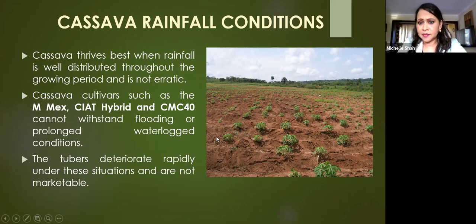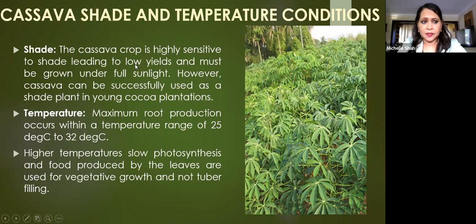Cassava shade and temperature conditions. Cassava crop is highly sensitive to shade, leading to lower yields, and must be grown under full sunlight. However, cassava can be successfully used as a shade plant in young cocoa plantations. Temperature. Maximum root production occurs with a temperature range of between 25 to 32 degrees Celsius. Higher temperatures slow photosynthesis, and food produced by the leaves is used for vegetative growth and not tuber growth. So the higher the temperature, the slower the rate of photosynthesis.